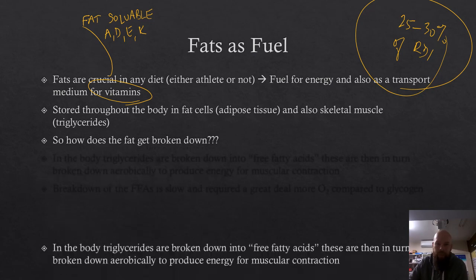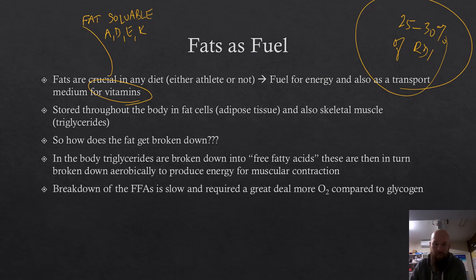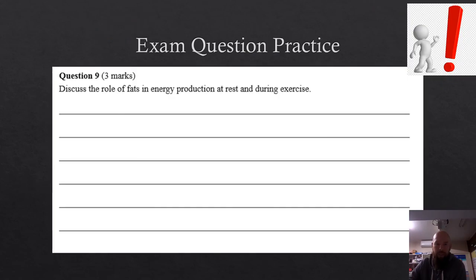Okay. Fat gets broken down a little bit differently. Like we said, they get broken down to free fatty acids, and the breakdown is really slow. Okay, but they can provide us with more energy. Okay, it uses a lot more oxygen to break down compared to the glycogen goes. All right, I want you to have a go at the exam question, and then we'll come back.